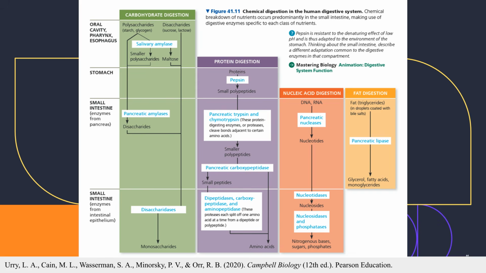This diagram illustrates chemical digestion in the human digestive system. Digestion relies on enzymes to break large macromolecules into smaller molecules that the body can absorb. Carbohydrates are broken down by enzymes such as amylase and disaccharidases into simple sugars. Proteins are broken down by enzymes like pepsin and trypsin into amino acids. Fats are broken down by lipase into fatty acids and glycerol, while nucleic acids are broken down into nucleotides. Each enzyme is specific to its substrate and works best in a particular environment, such as the stomach or small intestine. This shows how enzymes control reaction rate in biological systems.